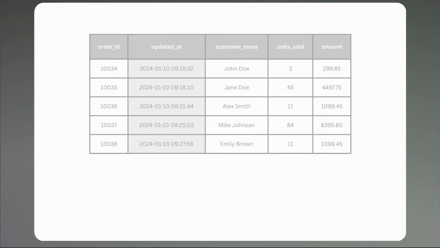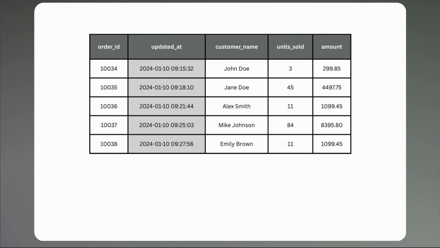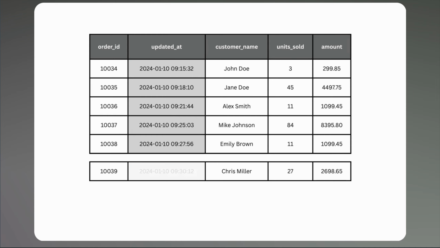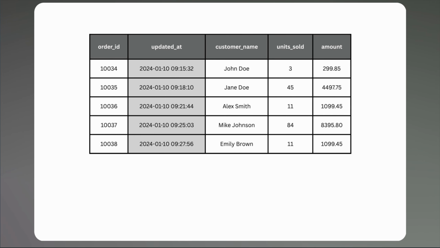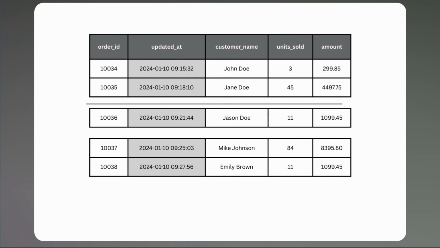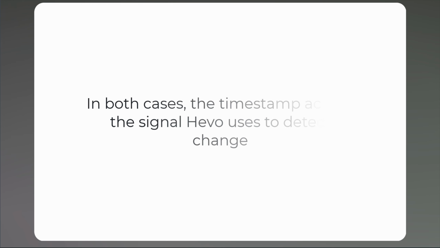Delta Timestamp works well in two scenarios. First, when new rows are appended and a timestamp is recorded. Second, when existing rows are updated and that same timestamp is updated. In both cases, the timestamp acts as the signal Hevo uses to detect change.